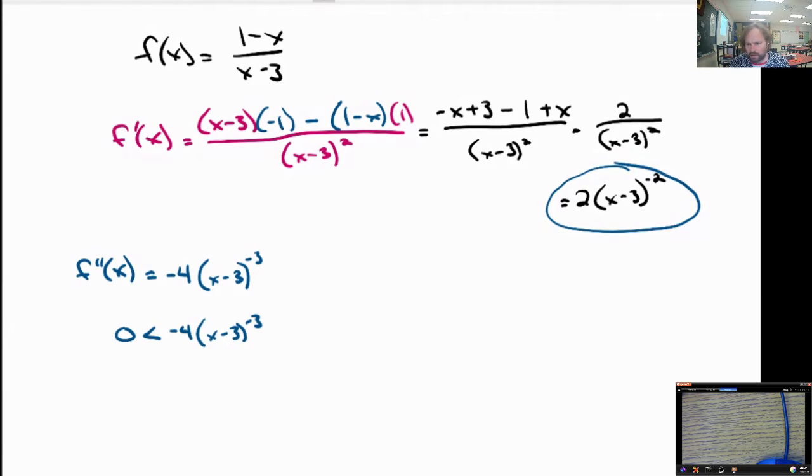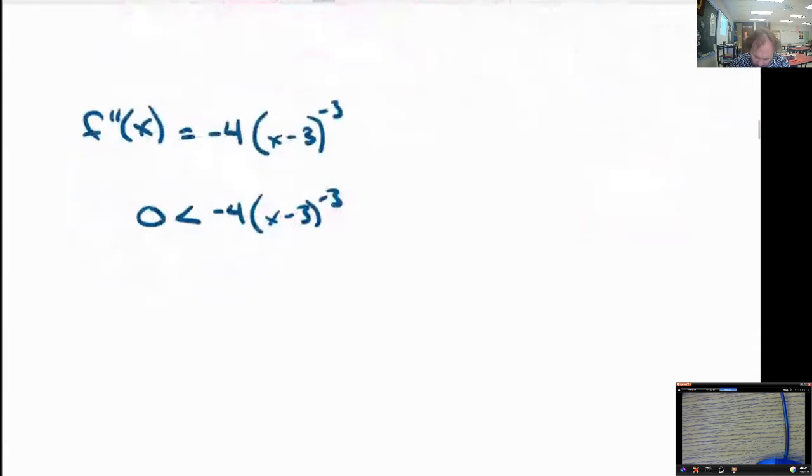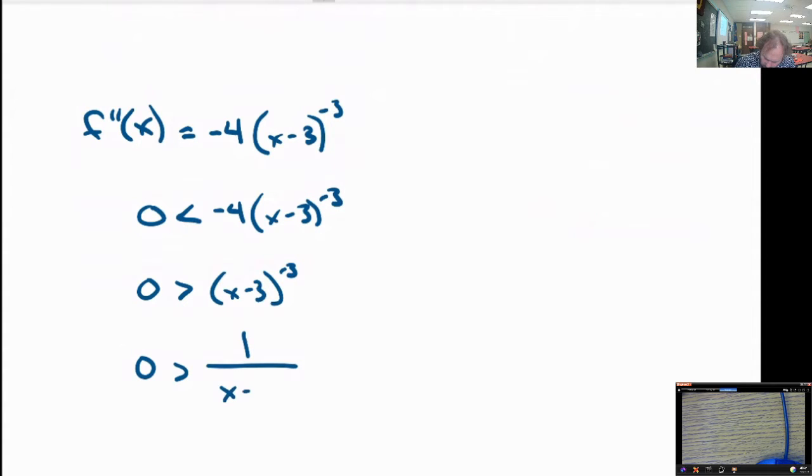Or we should think about places where it's undefined. So the first thing you can do is divide the negative 4 over. Although if you do that, you got to think about, okay, when is this greater than? Another way to think about this is when is 0 greater than 1 over x minus 3 to the third power.